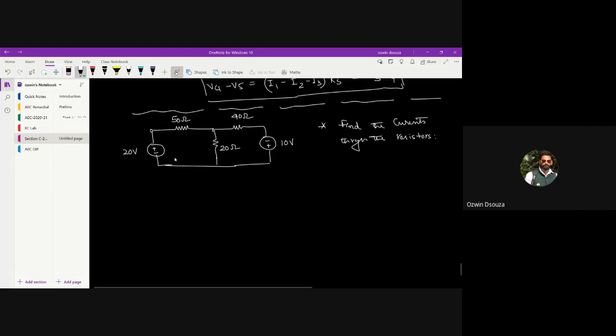So how do we solve? I'm not applying mesh analysis; mesh analysis I will introduce later. Let's say I start from the left-hand side. I'll assume the current flowing through 50 ohm as I1 and the current that flows through 20 ohm as I2. The current which flows through 40 ohm is the difference of the two currents, so it is I1 minus I2.